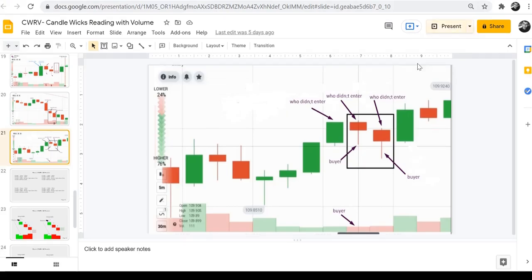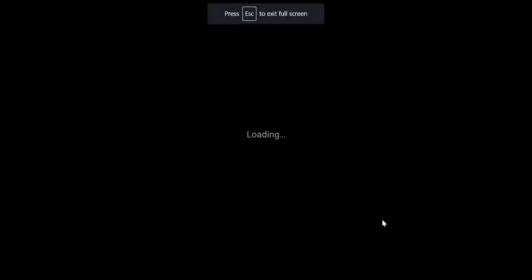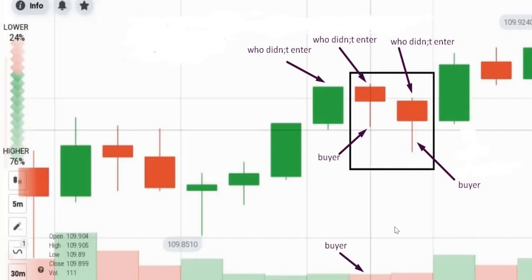Let me explain this picture also. This is the last picture. And this is the rule. Which party didn't enter? That means in the next candle, that party will strongly enter, and the opposite party will try to stop that party. Okay, now in this candle, this is also a Marubozu candle.